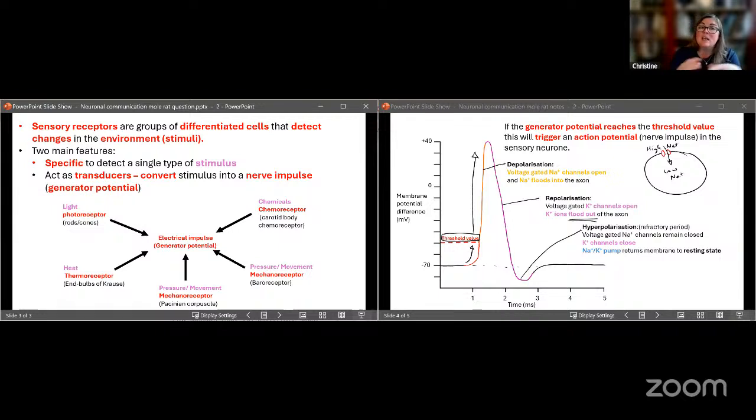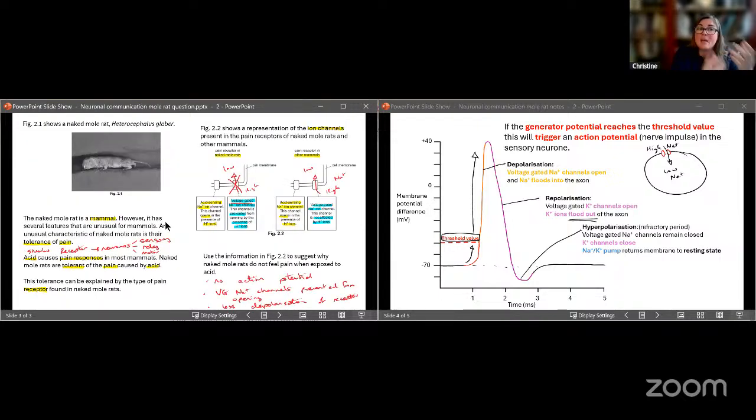So in the case of the pain receptor, we go back to this original one, that pain receptor is going to detect the presence of the acid, that's the stimulus, and that is then going to convert it into an action potential, an electrical impulse. So I hope that helps.